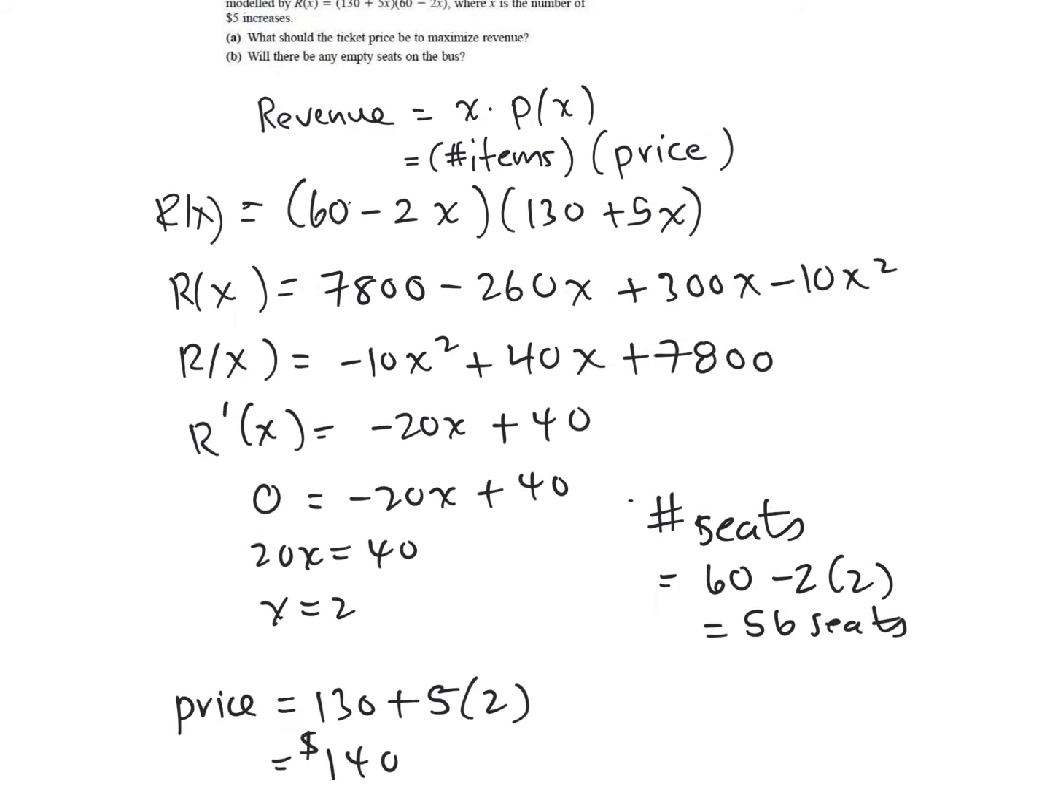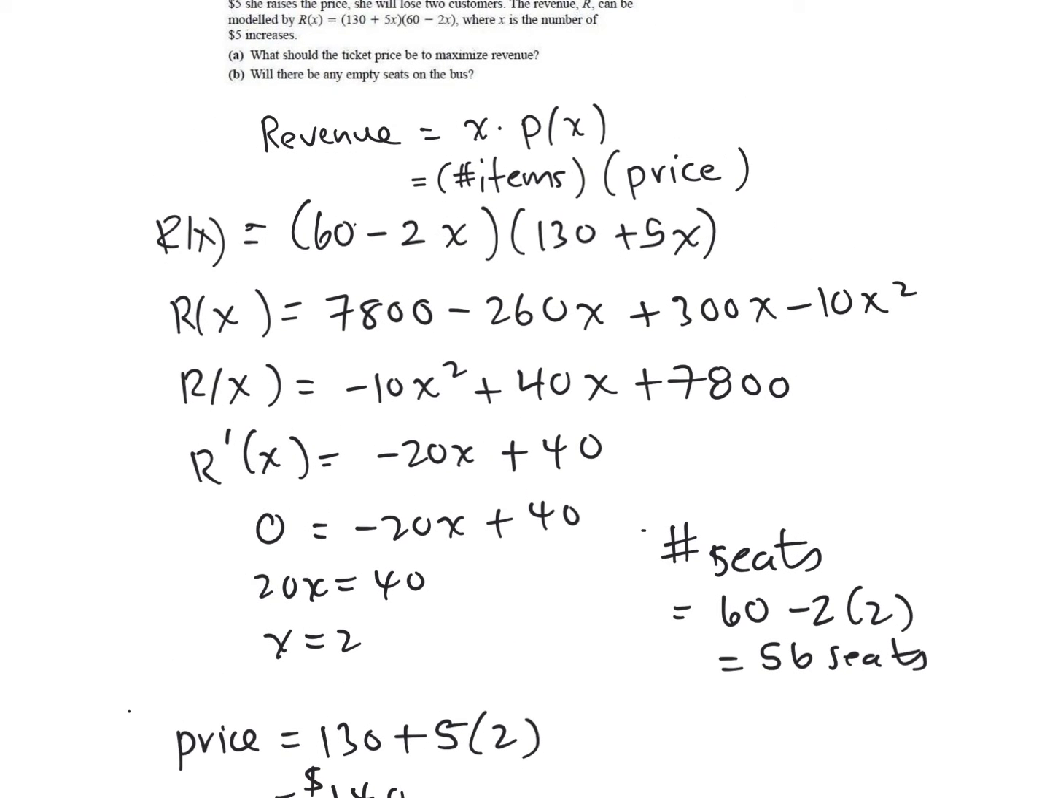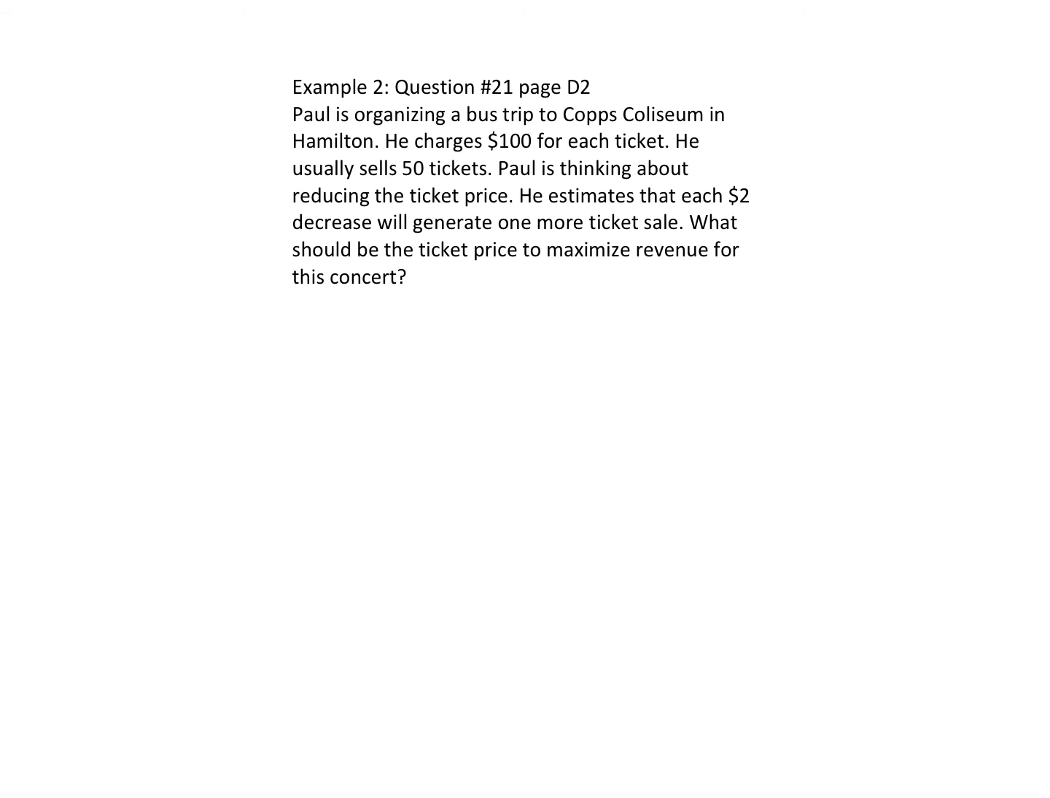So part A says, what should the ticket price be? That's part A. Part B says, will there be any empty seats? Yes, there will. We're only going to sell 56 tickets now. So there would be 4 empty seats. So pretty standard. We did this in grade 11. It's nothing new. It's just that we can do it a little more efficiently now because we know how to do derivatives in order to find maximum and minimum values.